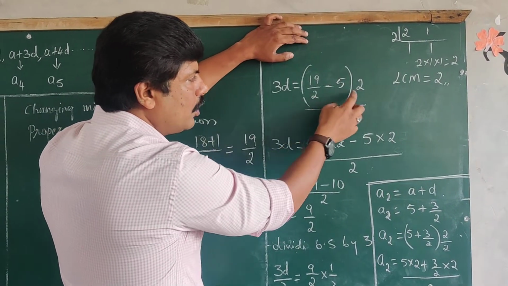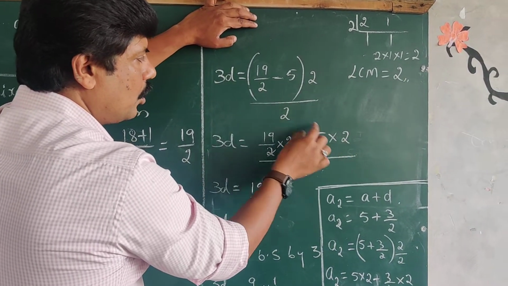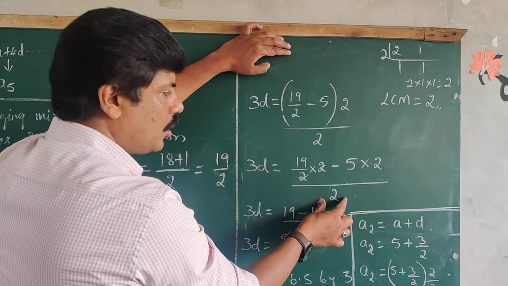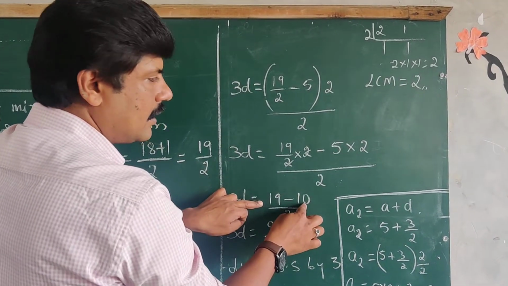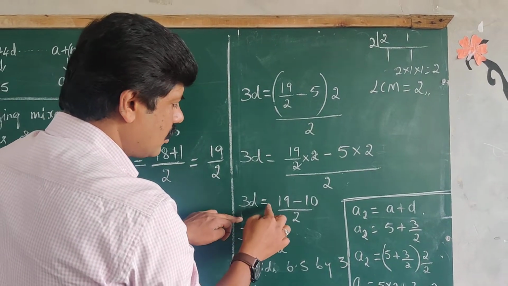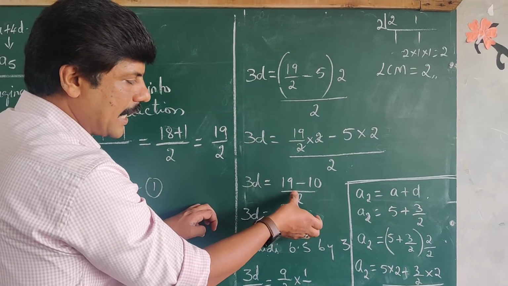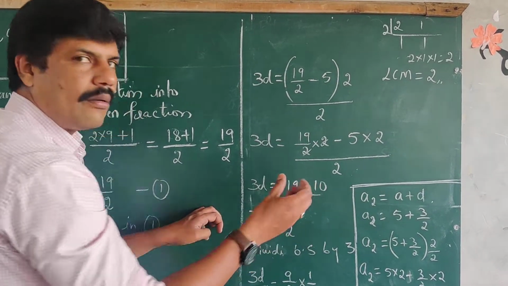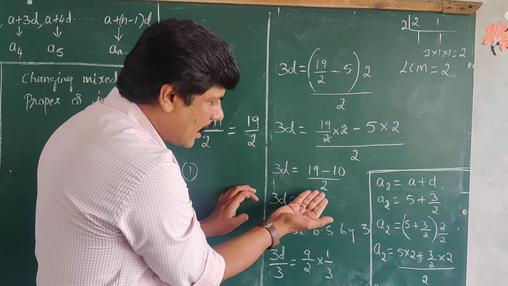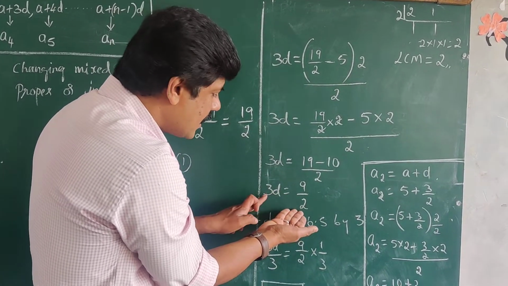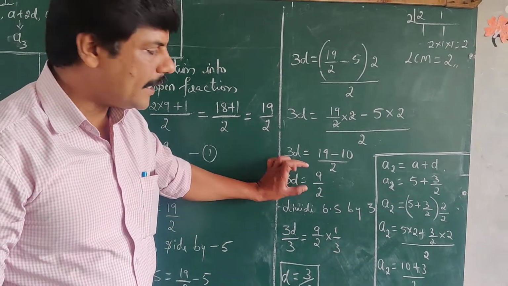So 19 by 2 into 2 minus 5 into 2, divided by 2, and the 2 gets cancelled. What is the meaning? It is 19 minus, 5 twos are 10. 3d is equal to 19 minus 10 by 2. Now 19 minus 10 is nothing but 9, divided by 2 as it is. Thus 3d is equal to 9 by 2.